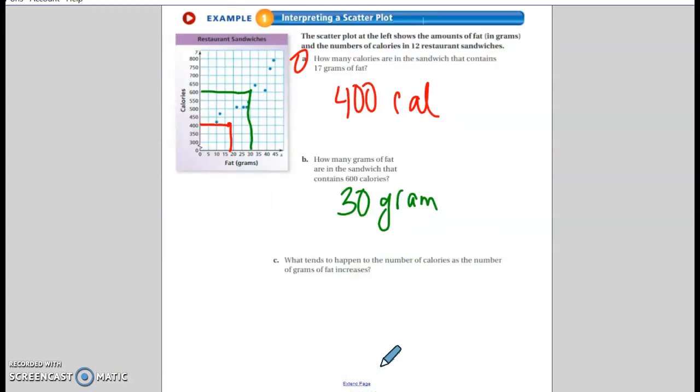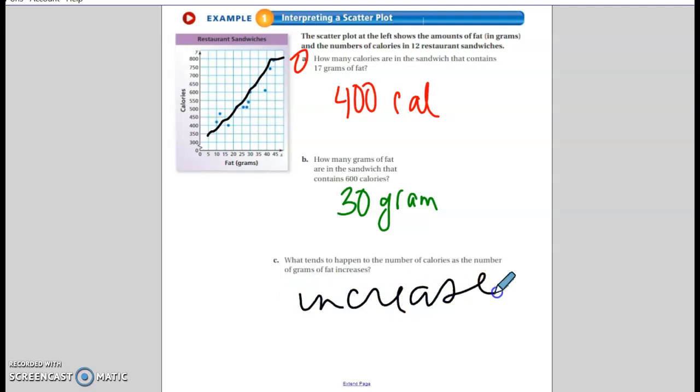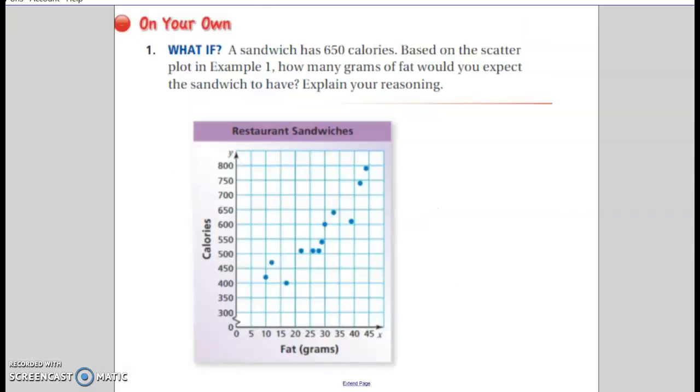Let's see what tends to happen to the number of calories as the number of fat grams increases. So as this number gets bigger, this number does too. So that tells us there's a positive trend going up this way. So what tends to happen to the number of calories? They also increase. So more fat, more calories, and more flavor. Haha.